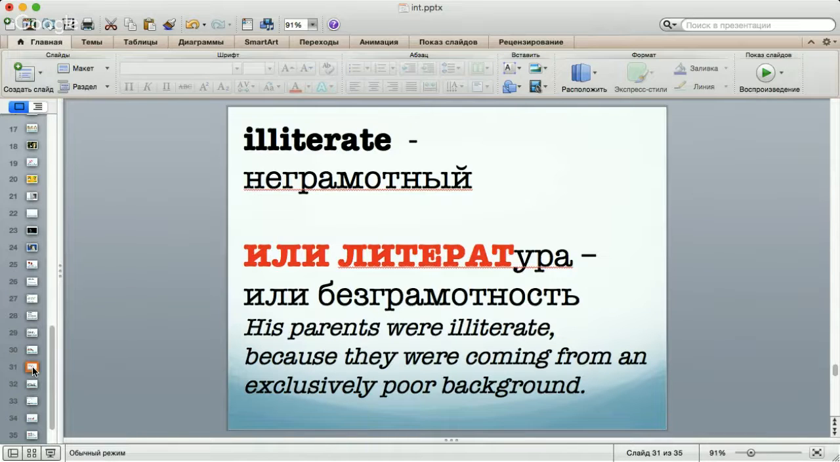So somebody maybe hasn't read enough books in his life, so you can call this person illiterate. So someone who is not clever enough, who is not educated enough, and consequently not interesting enough. So his parents were illiterate because they were coming from an exclusively poor background.